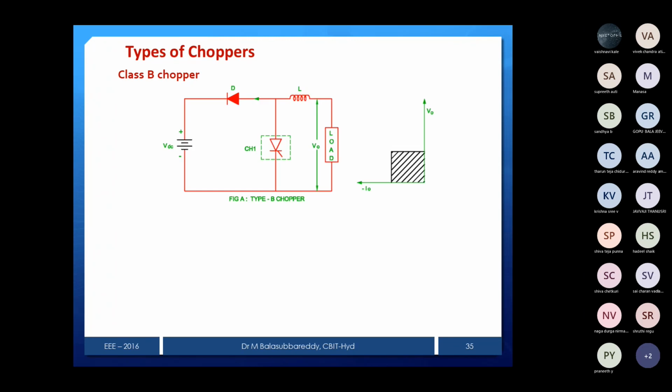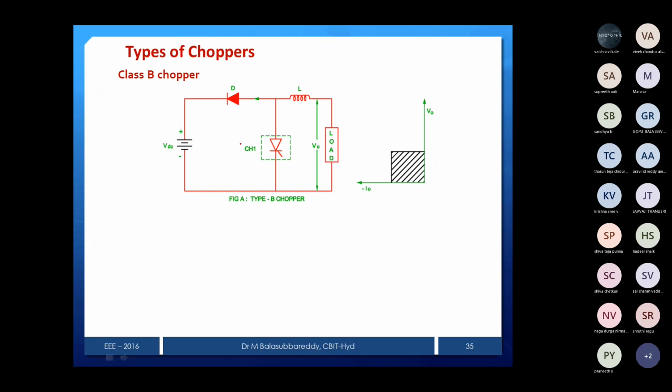Now we'll see class B chopper. What is the class B chopper? Again the only variation is the device connections. You can see earlier the diode is on this side, in parallel, and the switch will be in series. So now we replace that like this. This is also called a step up chopper. Whatever we discussed in the step up chopper case, same thing.